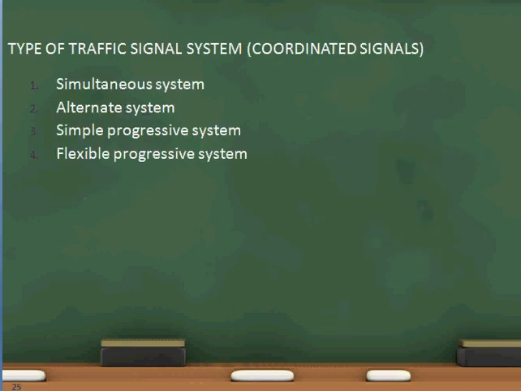Then next is the type of coordinated traffic signal system. I have already said coordinated signal means that along a long stretch of main road we will be having a number of intersections. If adjacent intersections are provided with signals, in that case you can go for coordinated signal.